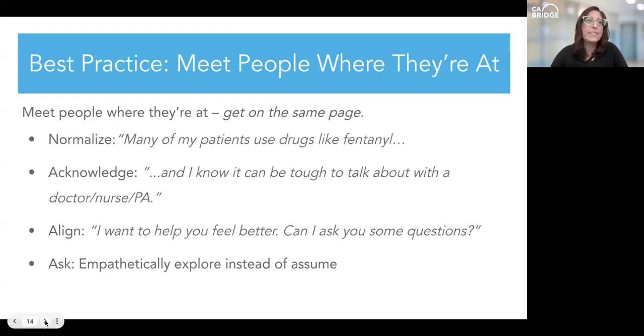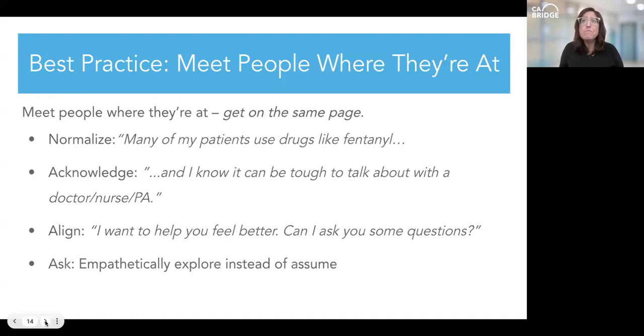The next best practice is meeting people where they're at. What does that mean? It means normalize it. Make sure that when you're talking to people, explain that we're seeing overdoses and people using fentanyl every day. This is our normal, right? I mean, our clientele is very specialized, but this is what we see and it's happening in our communities. Many patients use drugs like fentanyl. This is not surprising. It's not shocking. It's in the media. So just normalize it. This is what we do.